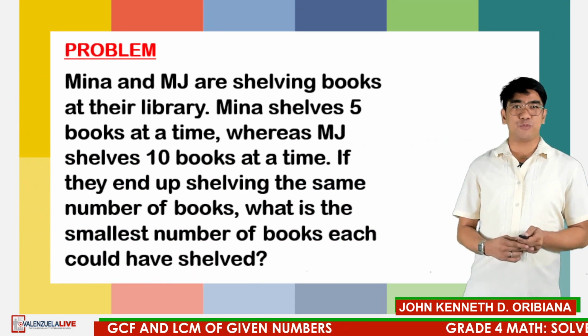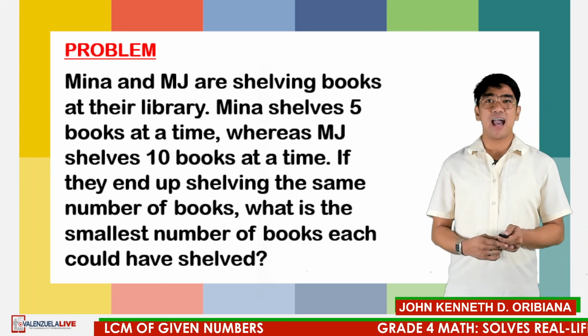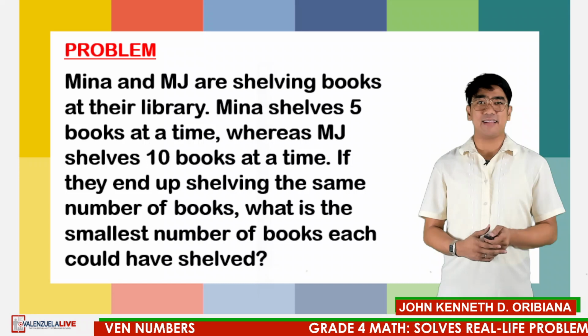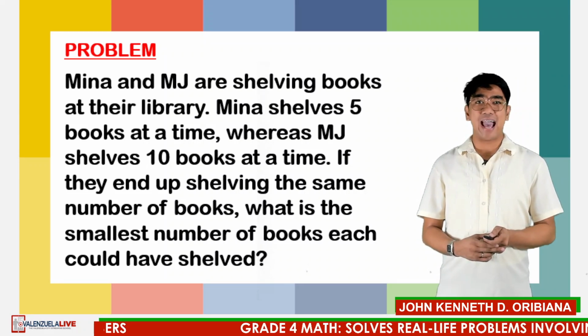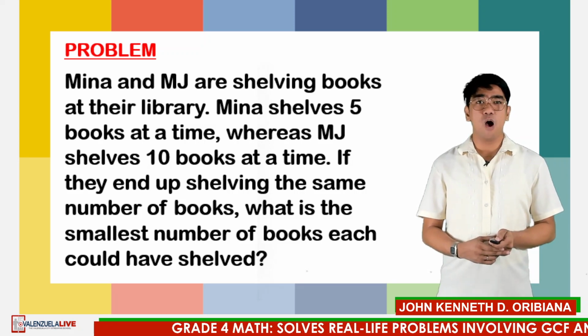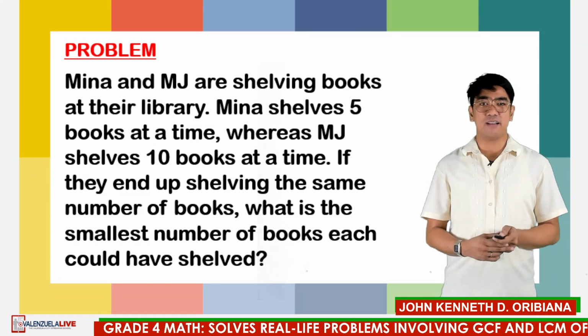Problem number 2. Mina and MJ are shelving books at their library. Mina shelves 5 books at a time, whereas MJ shelves 10 books at a time. If they end up shelving the same number of books, what is the smallest number of books each could have shelved?